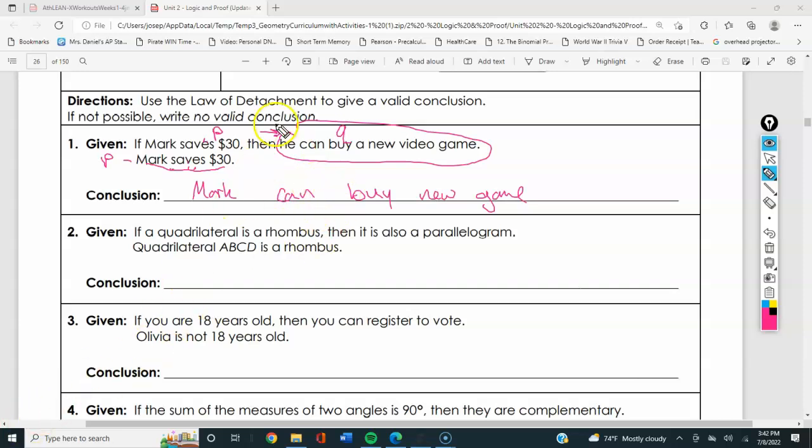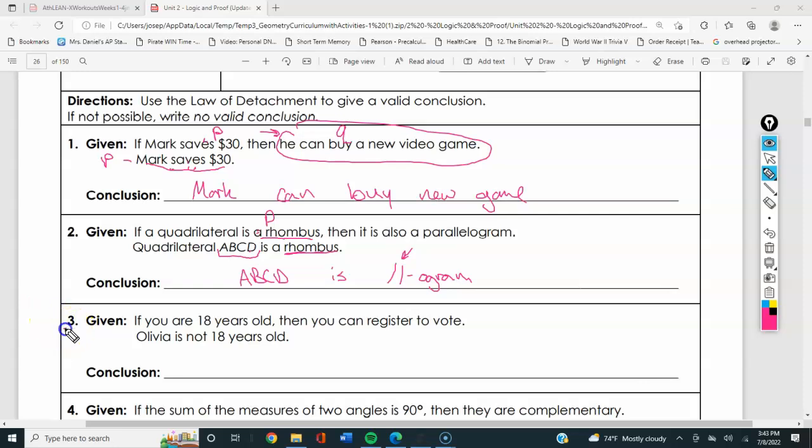Let's look at number 2. If a quadrilateral is a rhombus, then it's also a parallelogram. ABCD is a rhombus. Well, does this match the P statement, the first statement? Rhombus, rhombus. It does. So that also means if it's a rhombus, then I can conclude it is a parallelogram.